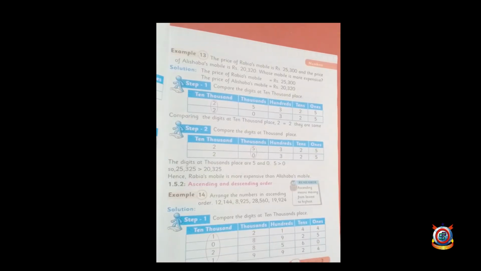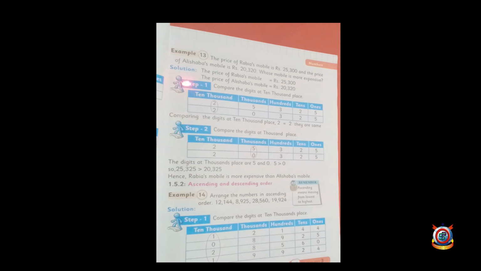Now students, come to page 19. There is another example, that is example 13. Look at the price of Rabia's mobile is rupees 25,300. What is the price of Rabia's mobile? 25,300 rupees. And the price of Alishba's mobile is rupees 20,320. The question is, whose mobile is more expensive? Whose mobile is more expensive?